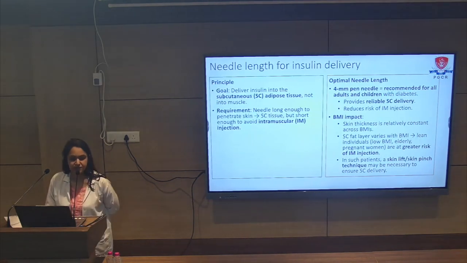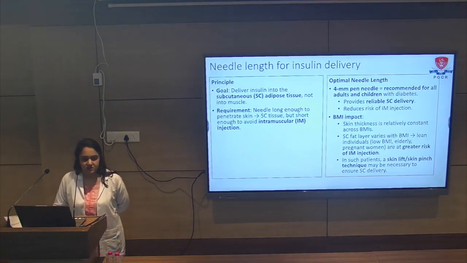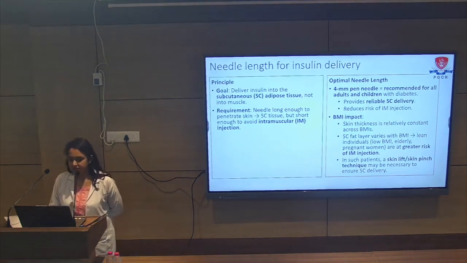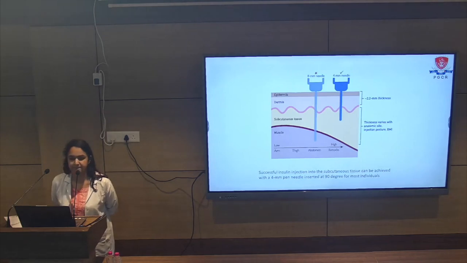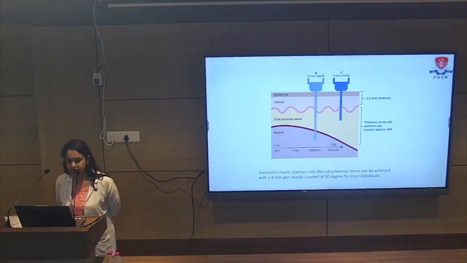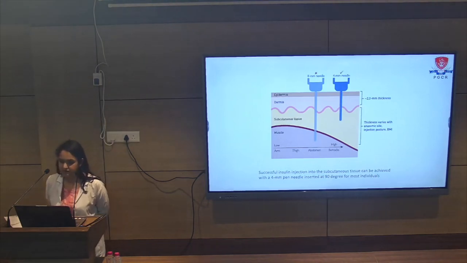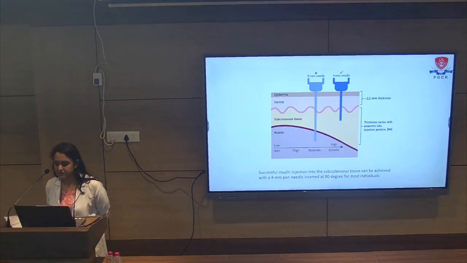Again, very important, because sometimes we get a call that the patient's blood sugars are fluctuating too much. Especially when the patient is lean, thin, or a child, and when we are using syringes, not the pen needle, which is practically necessary because not everyone can go for a pen. So sometimes we have to stick to the vial and syringes. There, we need to be very careful that we do not land up injecting into the intramuscular layer.